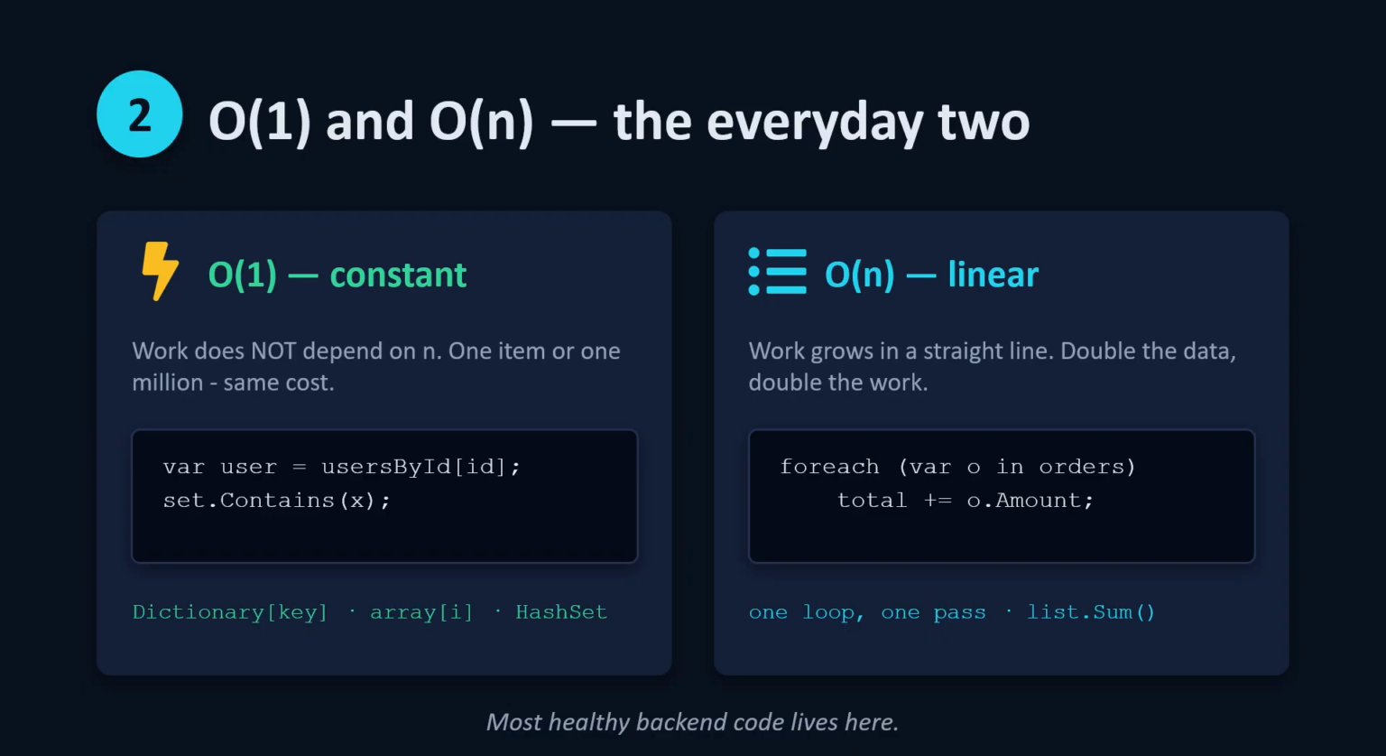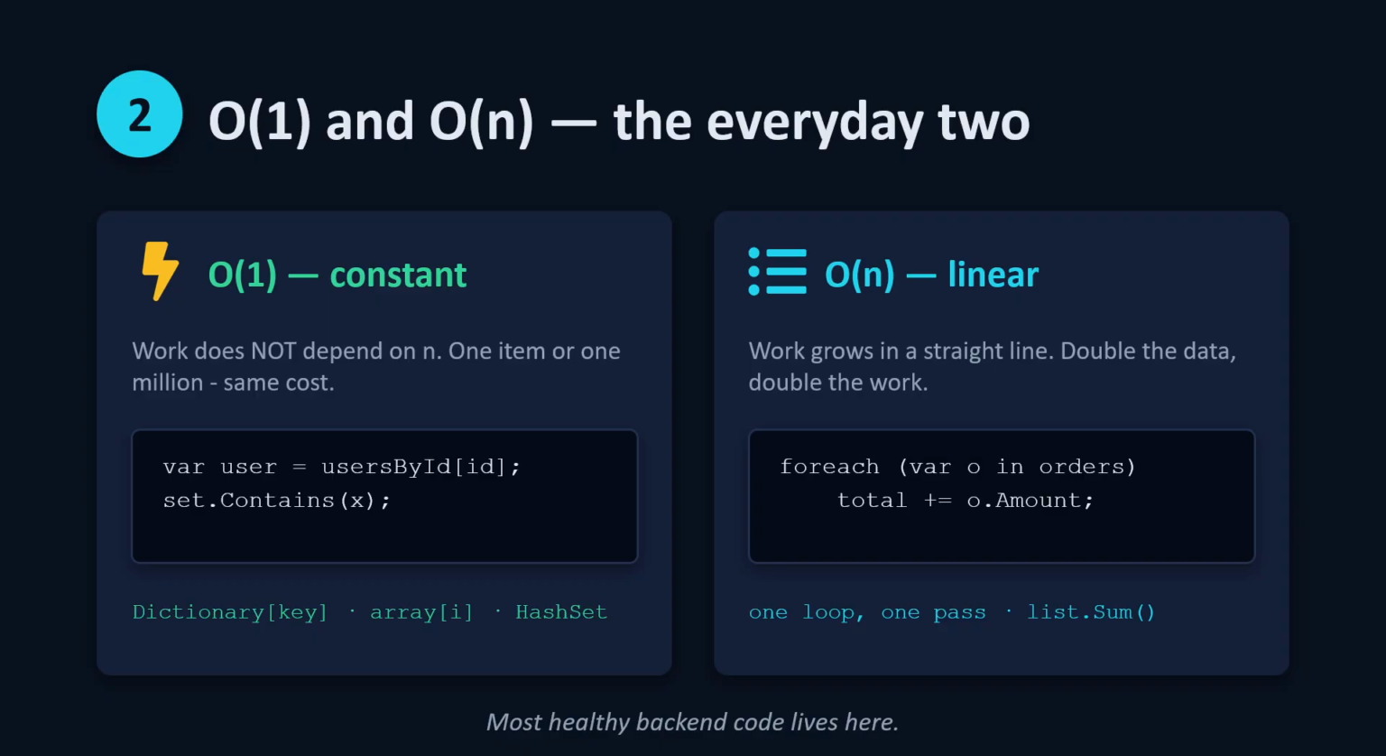Segment 2. The two you will meet every single day, and that's healthy. O of 1, constant time. The work does not depend on how much data you have. Looking up a key in a dictionary, grabbing an array element by index, checking a HashSet. One item in 1 million, same cost.